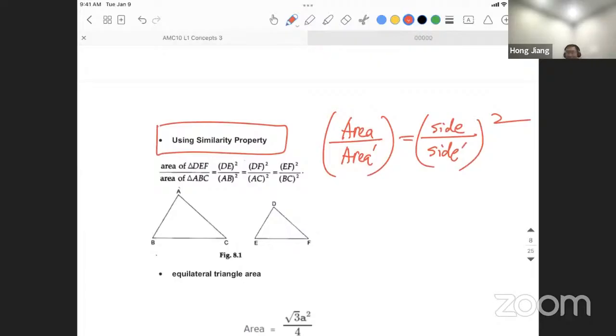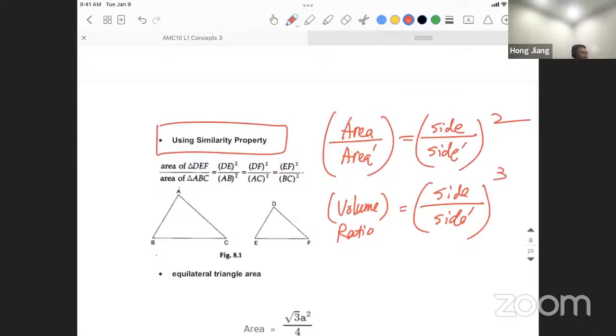This is actually something very important. And you know what? This one can be elaborated. If I change the area ratio into the volume ratio, it will actually be the similarity ratio cubed. Okay? The volume ratio is a perfect cube. So trust me, a lot of complicated problems, if you do the regular way, that's going to take you forever. But if you know that the similarity ratio squared equals the area ratio, that's going to save you a significant amount of time. Okay?